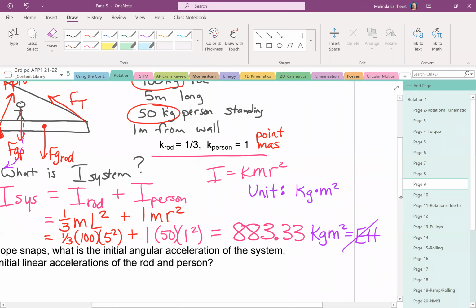But that is our answer, 883.33. You know, on the AP exam, you could round that to 883, 3 non-zero digits.